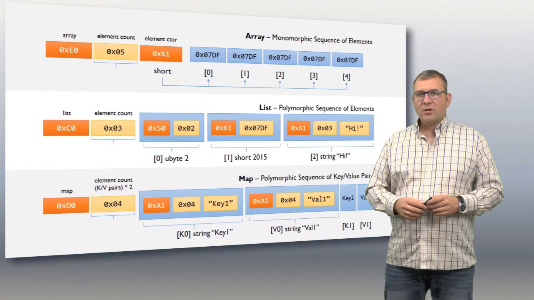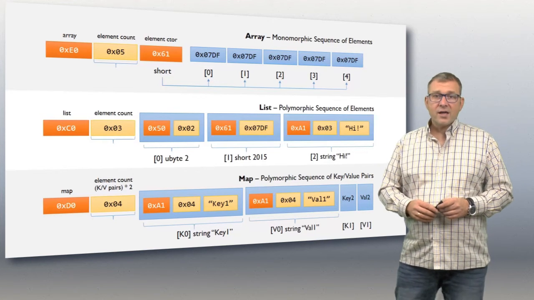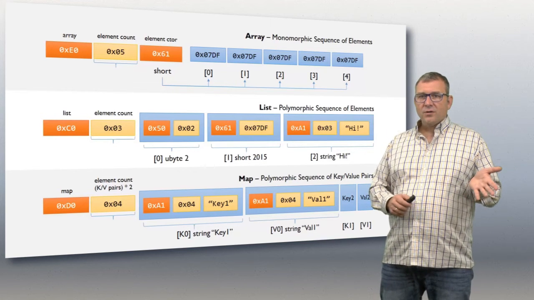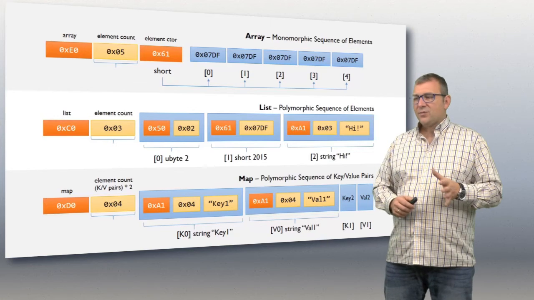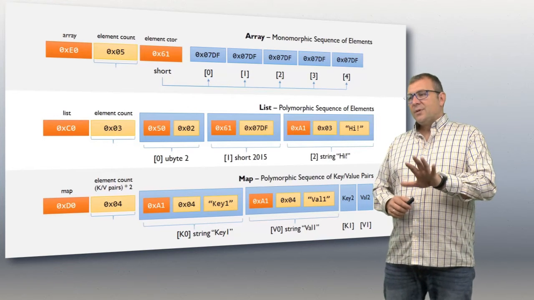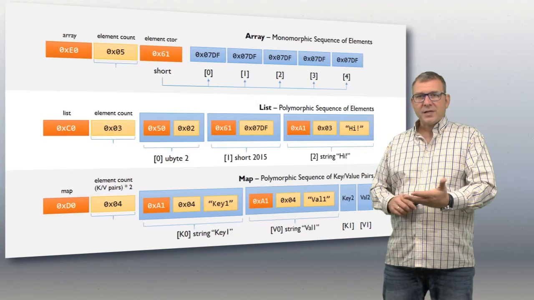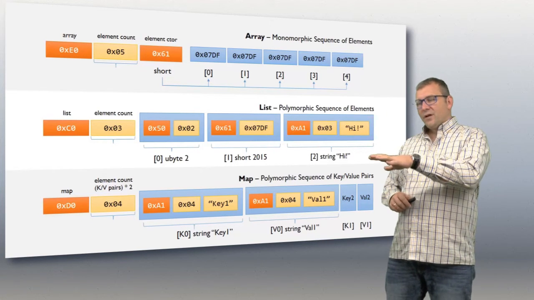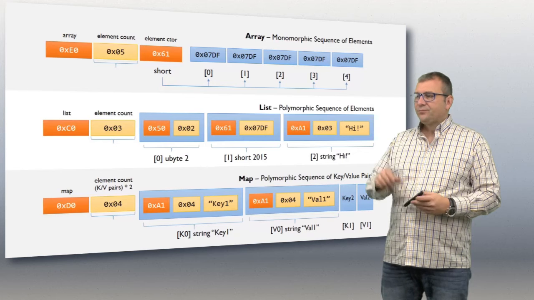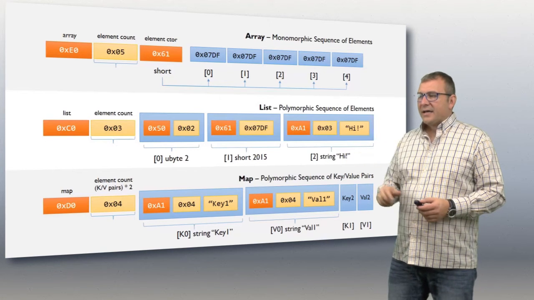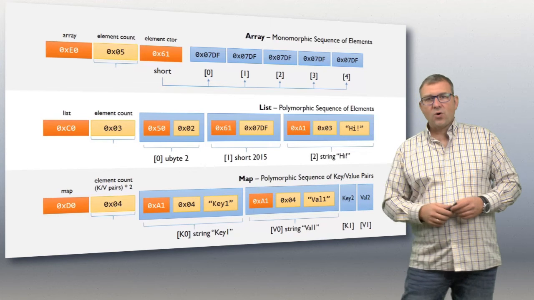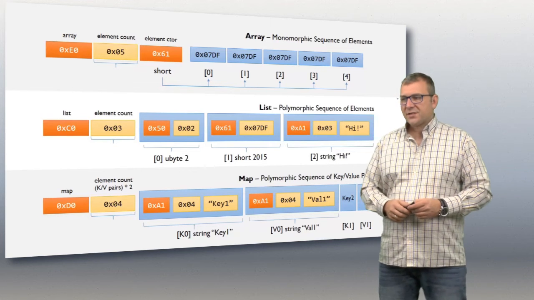A list is a polymorphic array, if you will. So you specify a list here, C0. You see this very, very often in AMQP if you look at the type system, because all the composite types are actually expressed as lists. So you have a C0 followed by the element count, 03. And now that is being followed by a list of elements, each with its own constructor. So that's a polymorphic sequence.